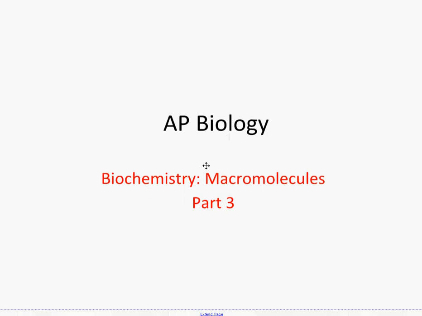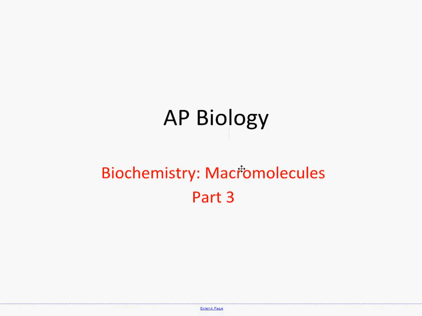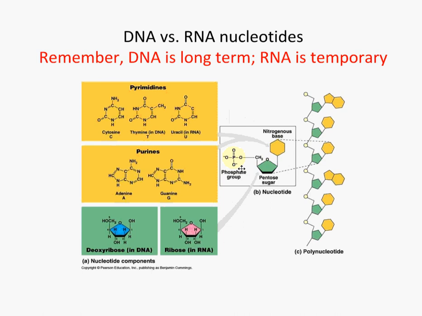So here's our final video on macromolecules, still in Unit 1, where we'll be talking lastly about nucleic acids. Nucleic acids that we're familiar with are DNA and RNA. Of course, those are the names of the polymers. The monomer of a nucleic acid is called a nucleotide.